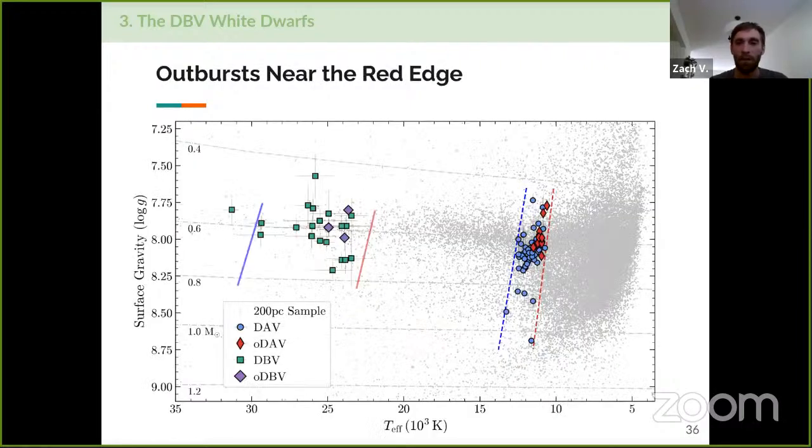And here's the instability strip with all of the known outbursting DBVs shown over here and the known outbursting DAVs shown over here. And we're building up a pretty similar picture on the DBV side as well, that these outbursts tend to happen in a smaller range of temperatures. They aren't just happening all across the instability strip, or at least the ones we detect easiest are happening in a smaller range of temperatures.